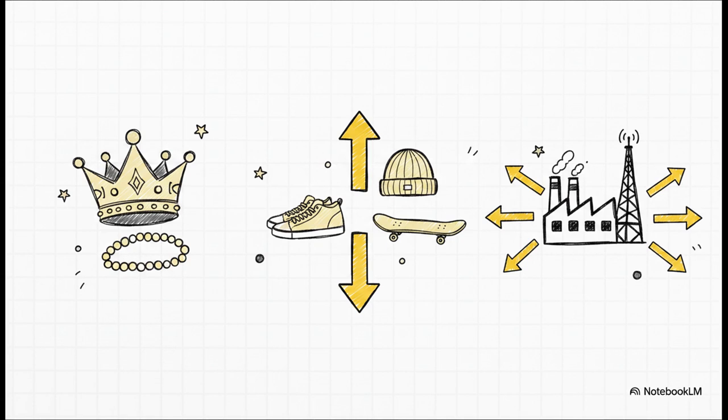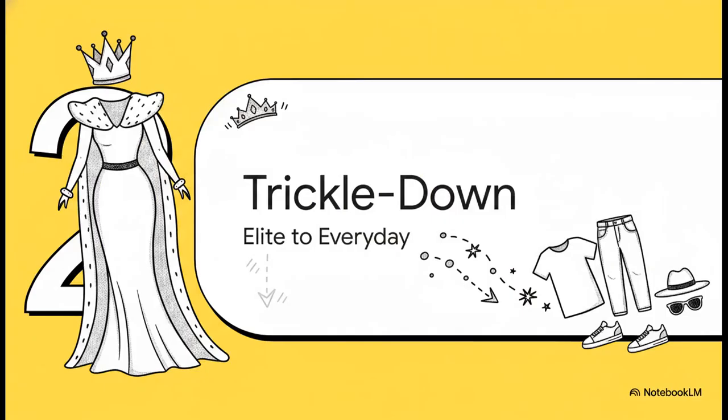Researchers have found that fashion moves in three distinct geometric directions, and it depends entirely on who sparks that initial trend. So we've got vertical downward movement from the wealthy, vertical upward movement from the everyday masses, and then horizontal movement straight across all social levels simultaneously. Let's break down exactly how each of these works, starting from the top. Section 2, Trickle Down, Elite to Everyday.